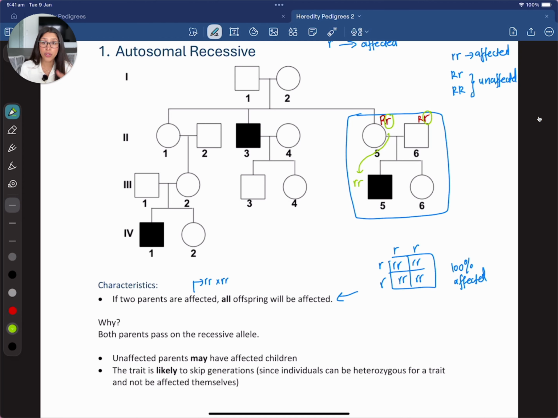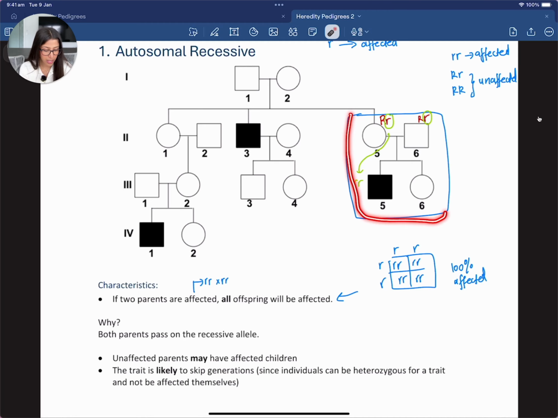Now, this could only be possible if the parents are heterozygous and carriers of the recessive allele. So the parents are not affected themselves, but they are carrying that recessive allele, which makes an individual affected. Hence, this is a total giveaway sign that this is going to be a recessive trait. If I were to look at a pedigree, the first thing I would try to look out for is this scenario here. If 2 unaffected parents have an affected child, I can automatically tell it's a recessive condition. But you do need to then go and assess whether it's going to be sex-linked or not.